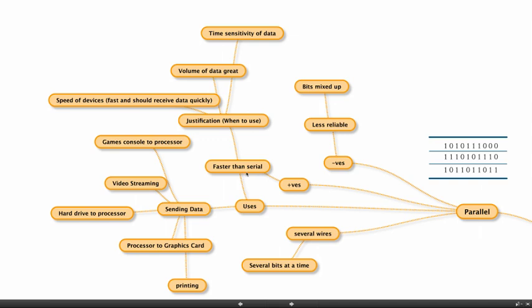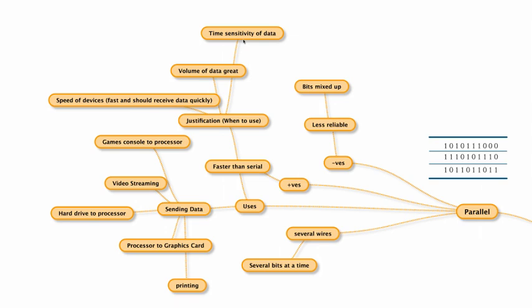Why do we use it? Well, it's faster than serial. The advantages are it's faster than serial. So we use it when the speed of devices is required, so that it sends data fast and receives the data quickly. The volume of data is great, and the time sensitivity of data is important. We need the data to arrive quickly.